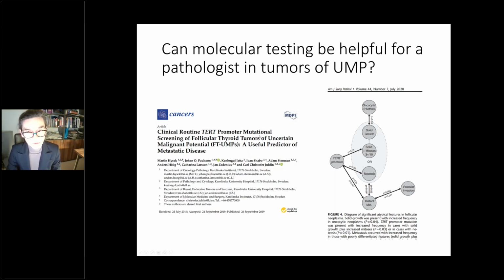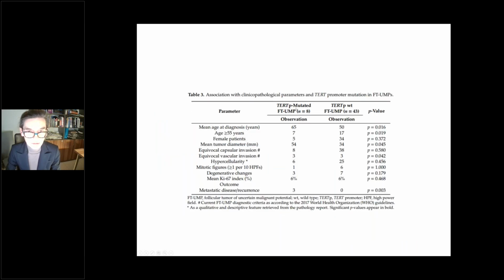I think that we should follow this Swedish publication, which advises us to perform TERT promoter mutation examination for atypical adenomas or tumors with uncertain malignant potential, and they found that promoter mutation of the TERT promoter is important in this group of tumors, because in 8 tumors with such mutation, 3 tumors developed distant metastasis and recurrence.